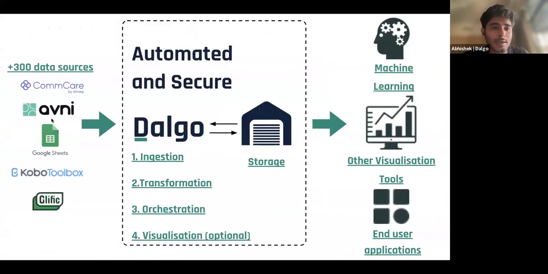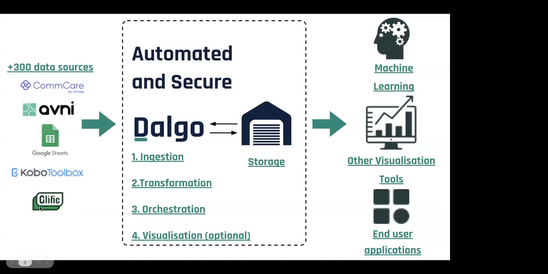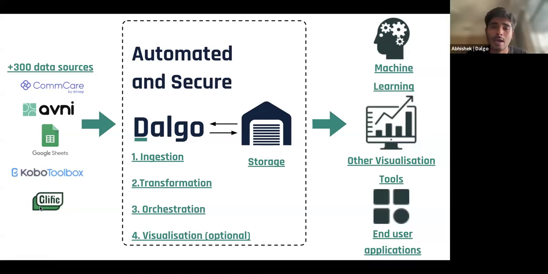I'm diving straight in. You could have n number of sources of data, right? So Dalgo caters to over 300 sources of data. Some examples are Comcare, Avni, Kobo Toolbox. These are all field data collection tools, right? Survey tools. Or you could have multiple Google Sheets as an organization. That could be a source of data. You could have a chatbot like Glyphic, right? So that could be another source of data. So nonprofits collect data from various sources.